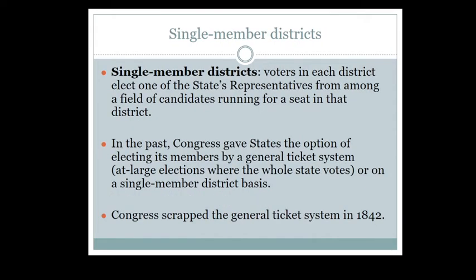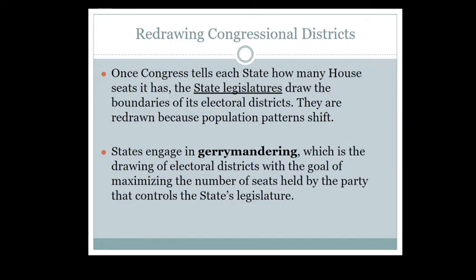So I think we're district 2, so I can't vote for district 1's member of the House. I can't vote yay or nay for them. I can only vote for my district's member of the House. Once Congress tells each state how many House seats it gets, the state legislatures themselves draw the boundaries for the electoral districts. This is where a lot of people accuse gerrymandering of happening.